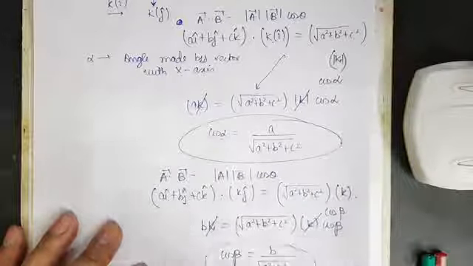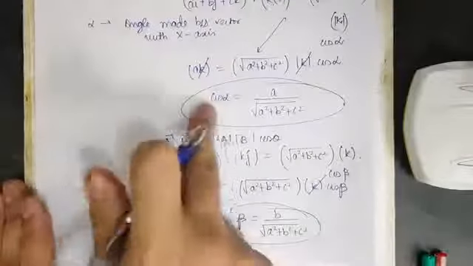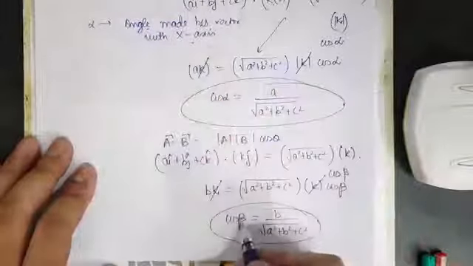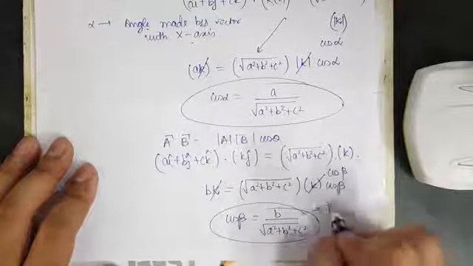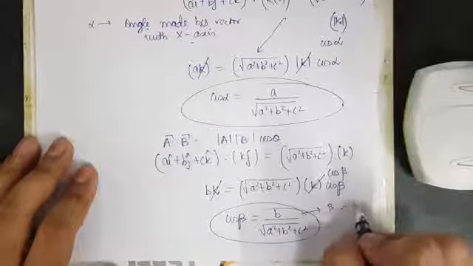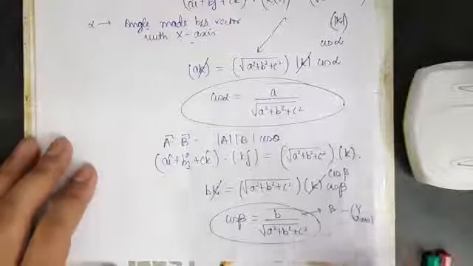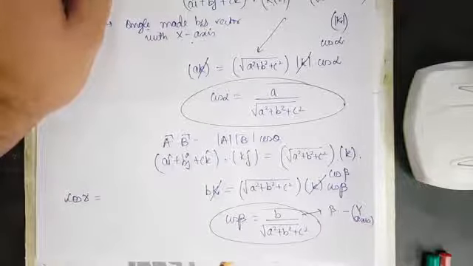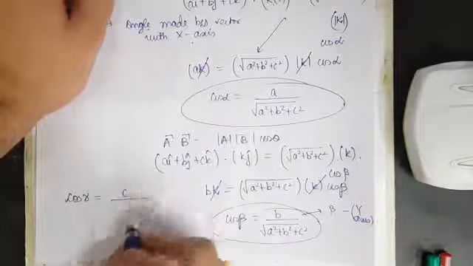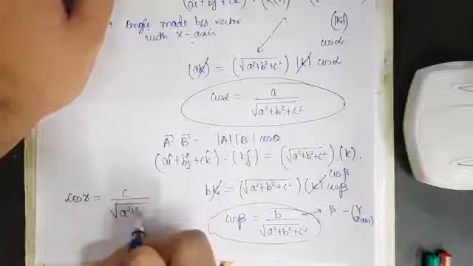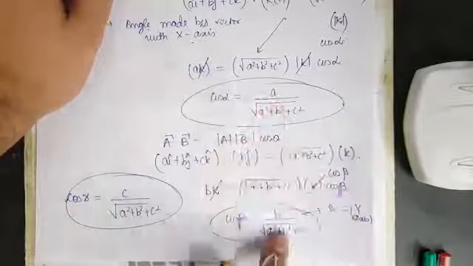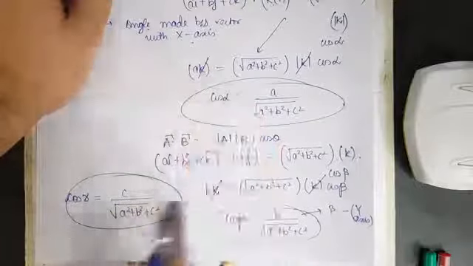So we have derived cos alpha, where alpha is the angle made by the vector with the x-axis, and cos beta, where beta is the angle made by the vector with the y-axis. Similarly we can derive cos gamma also, which you can notice by the pattern that is followed, and which will be equal to c by under root a square plus b square plus c square. So we have derived cos alpha, cos beta, cos gamma.